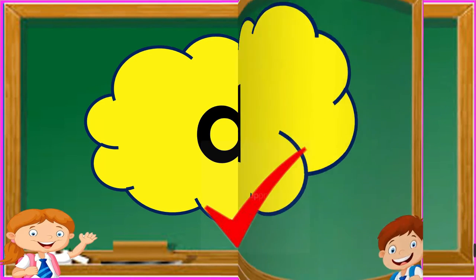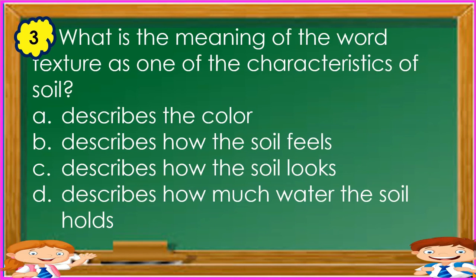Number 3. What is the meaning of the word texture as one of the characteristics of soil? Letter A, describes the color. Letter B, describes how the soil feels. Letter C, describes how the soil looks. Letter D, describes how much water the soil holds. The correct answer is letter D.